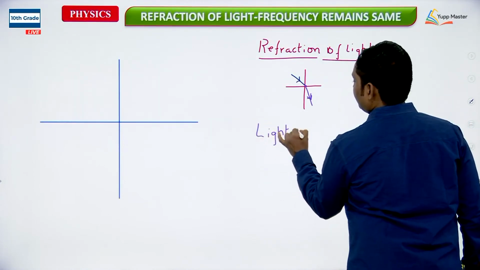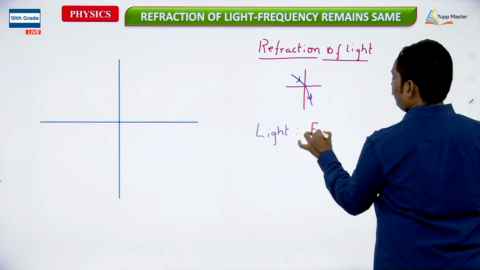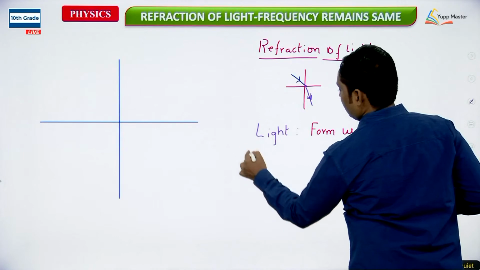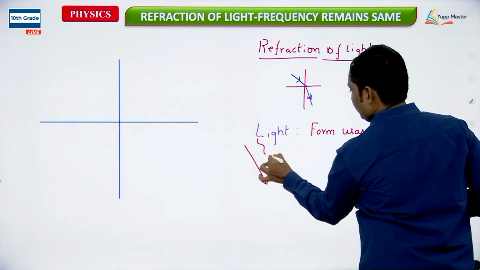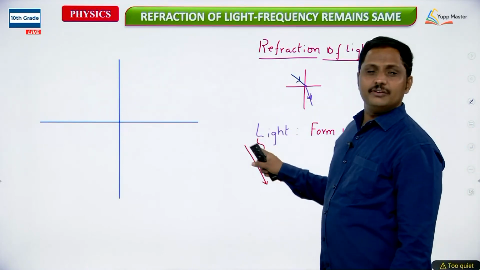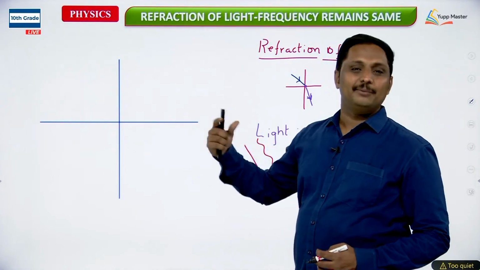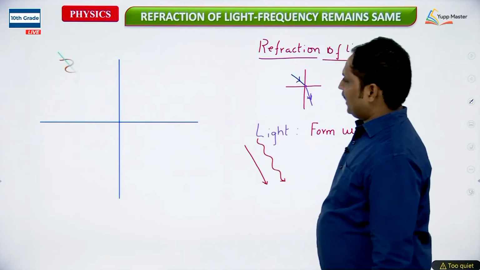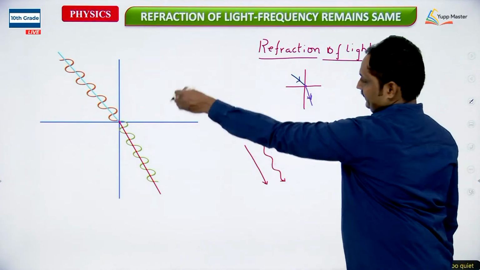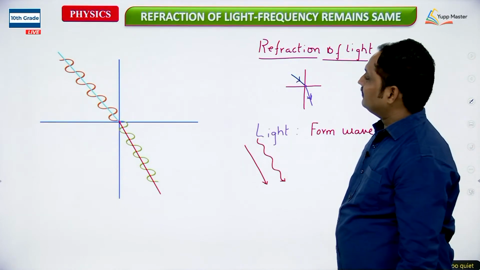Light is a form of wave. So if light is incident, it is going to be emitted in the form of wave, right. That indicates the direction it travels in a straight line path, until it is interfered with by another material. Let us see what happened. Light is incident in this way, okay. It has been refracted, okay.